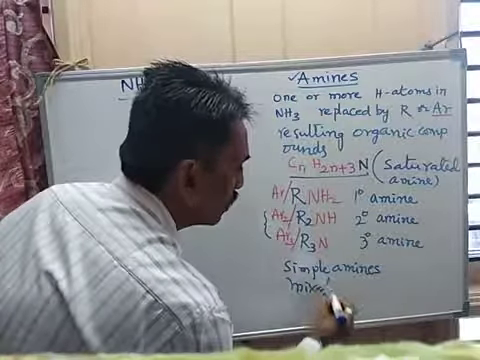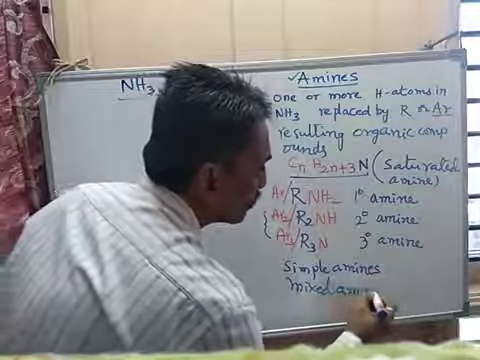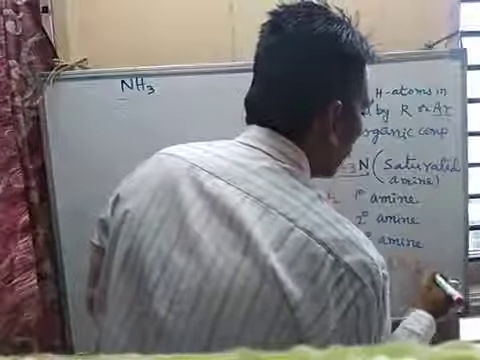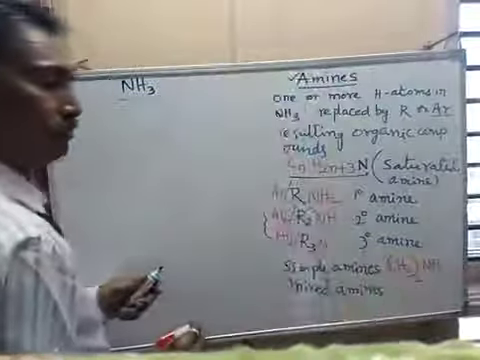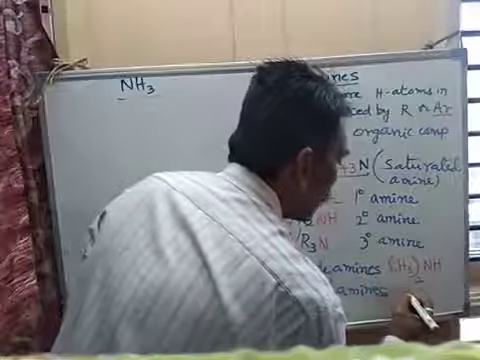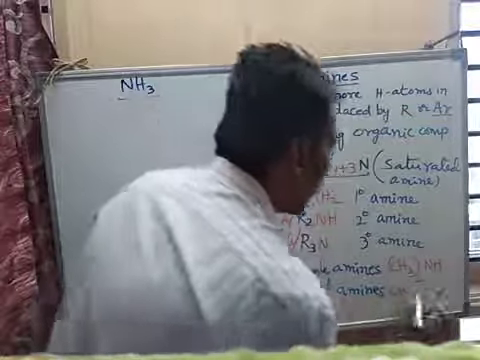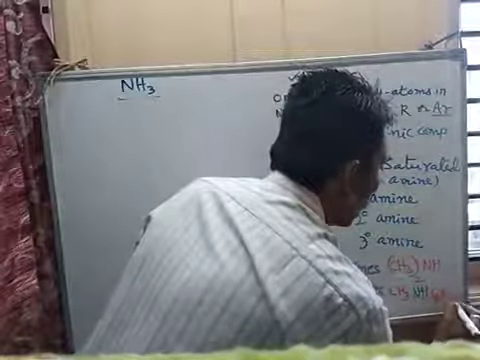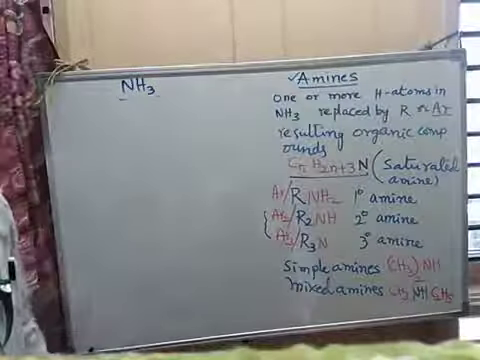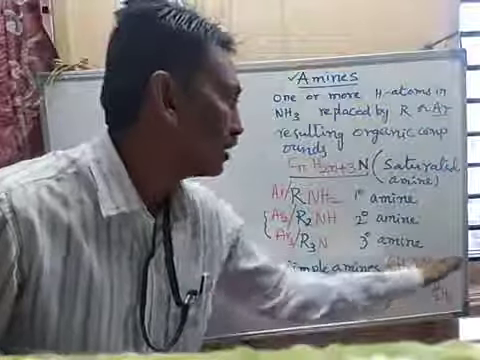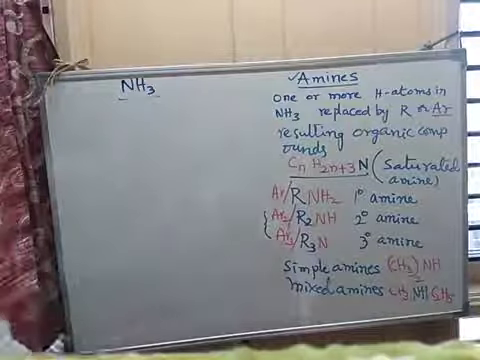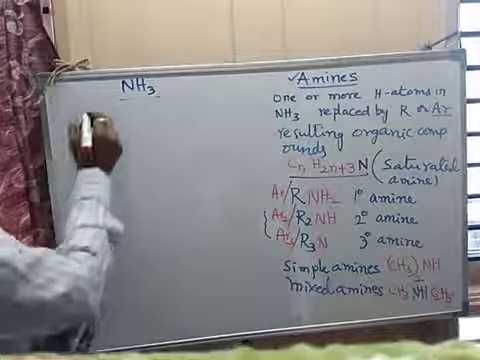How do you understand these two? Very simple. For simple amines, the example is, you have to write CH3 2 or 3 attached to the N atom. And in this case, CH3 is attached to the nitrogen atom, and the nitrogen atom is also attached with C2H5. How are these 2 alkyl groups? These are different, and here these are same. That's why simple amines and mixed amines. This is the classification.